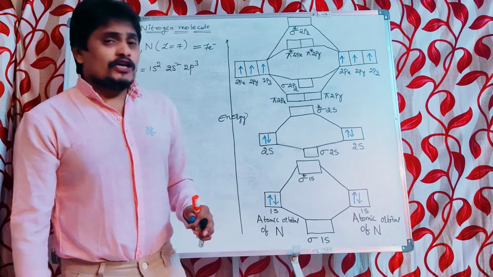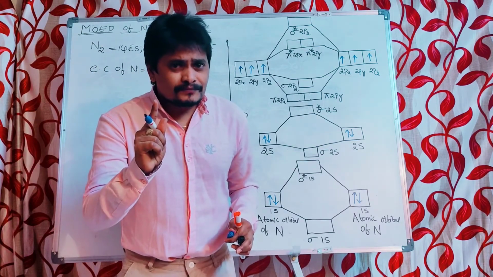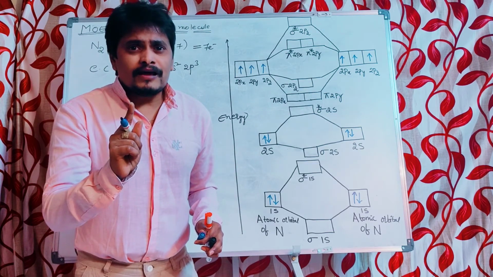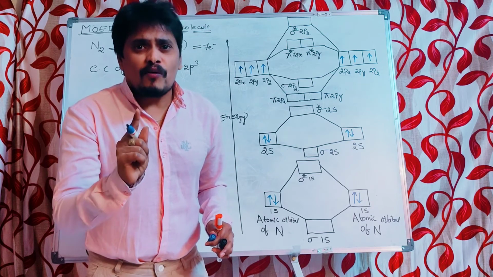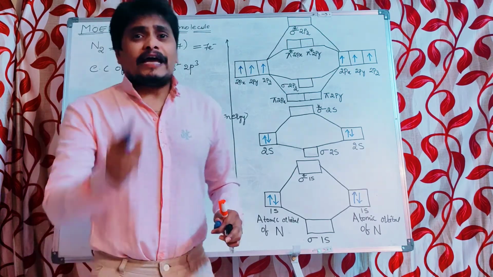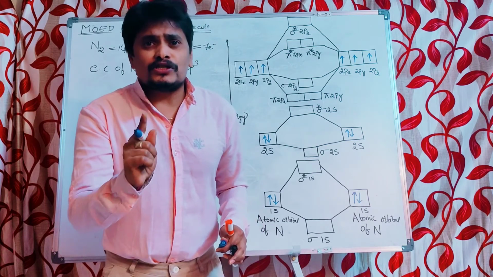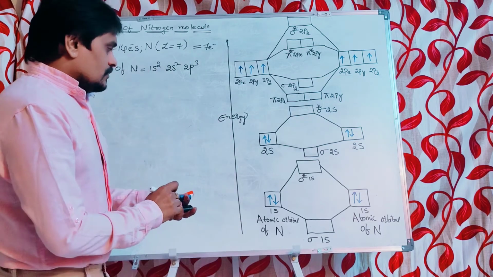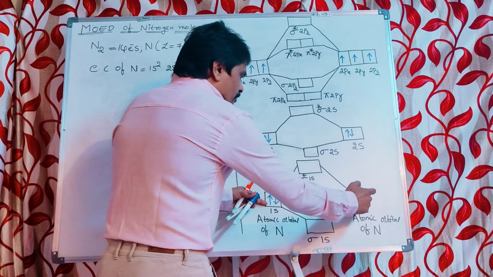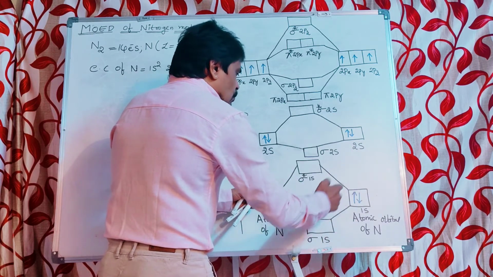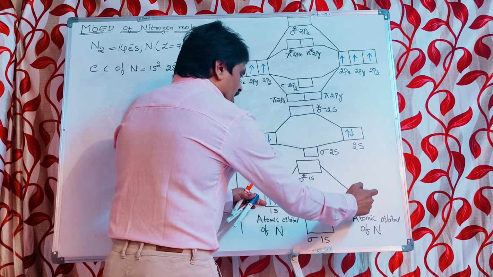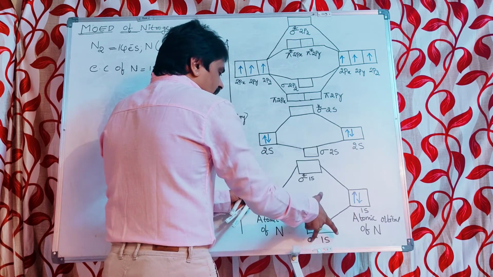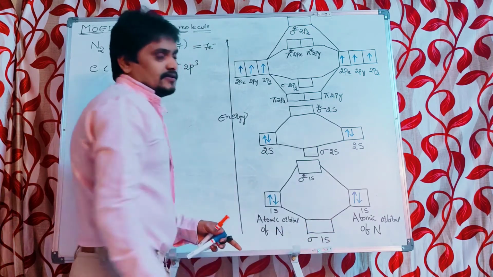So what is the first postulate, students? Atomic orbitals combine to form molecular orbitals, and the number of molecular orbitals formed is equal to the number of atomic orbitals combined. So here, the 2 1s atomic orbitals of the 2 nitrogen atoms combine to form 2 molecular orbitals, that is, sigma 1s and sigma star 1s.